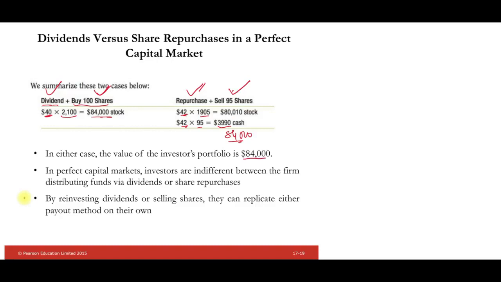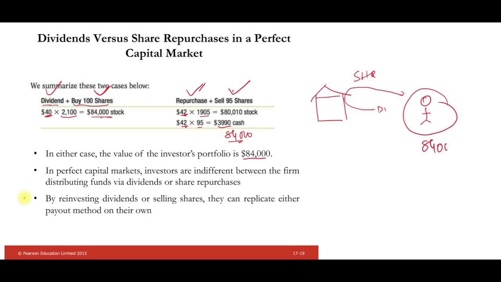So what is the moral of the story? The moral of the story is this investor is indifferent to whatever the company is thinking to do, right? If the company does share repurchase or dividend, this investor is indifferent because his wealth is not changing. His wealth is not changing in the perfect capital market. It is the same. Okay, so this is the second line. By reinvesting dividend or selling shares, they can replicate either payout method on their own.